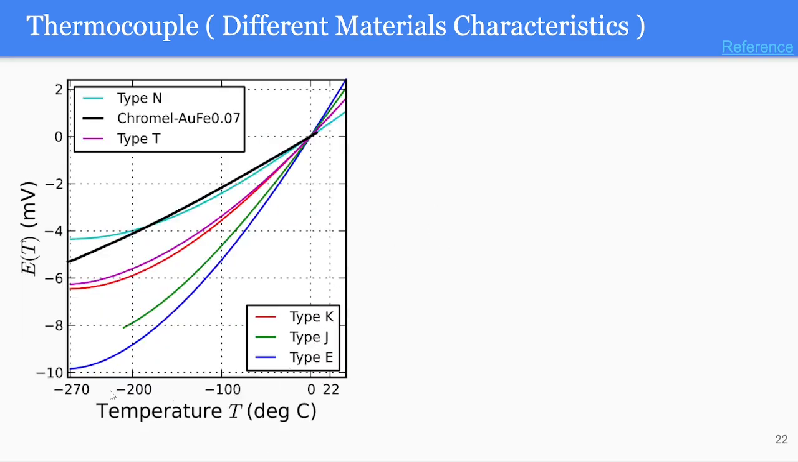And here, this is minus 270 to 0 degrees Celsius, and this is for type N. In this one, the only linear one is this black Chromel-AuFe 0.07. That's the most linear material you can find in this particular graph, and it will be very useful if you are working in this particular temperature range.